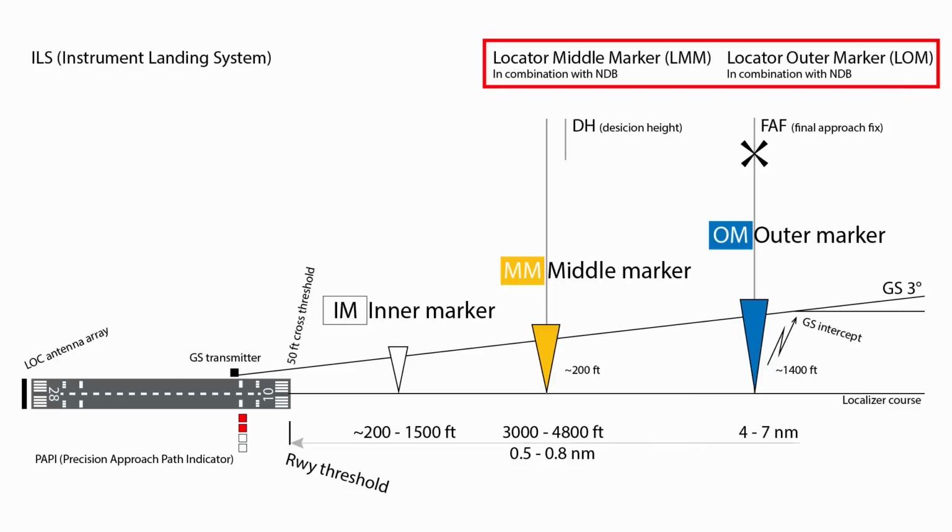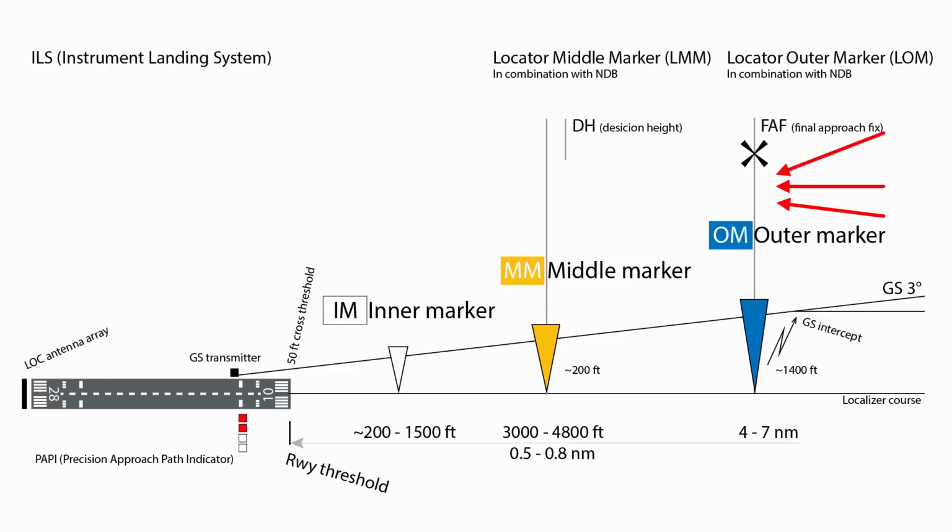Sometimes the outer or middle marker or the final approach fix point have an NDB, a non-directional beacon. It is then called the locator outer marker, written as LOM, and the locator middle marker, LMM. On some approaches, you can intercept the LOM or the FAF point from different directions and can use an ADF radio to intercept it. Then intercept the localizer course for the final approach.